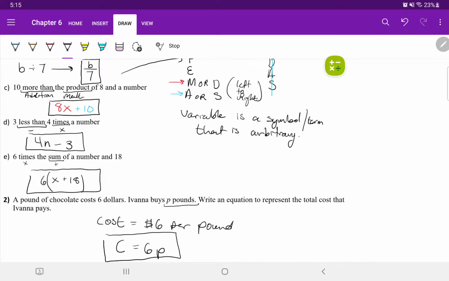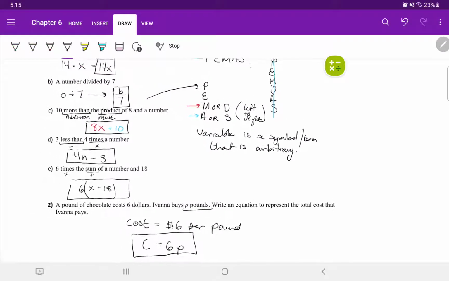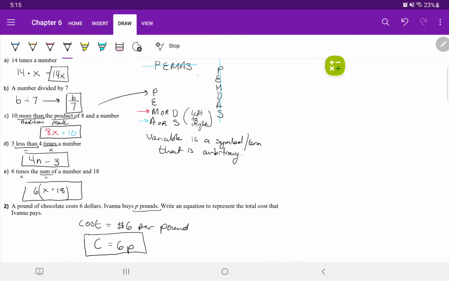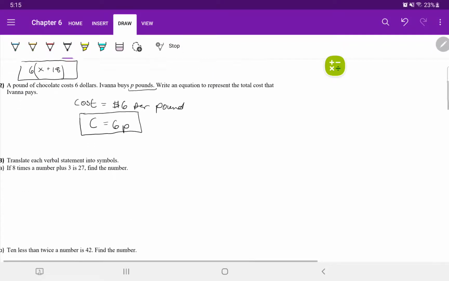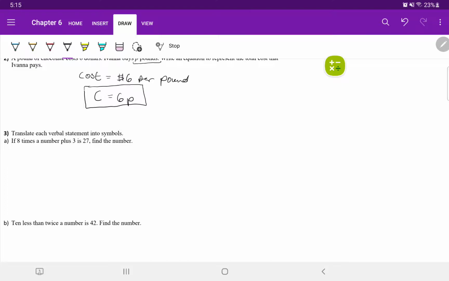We translated our verbal statement into a linear equation, into an algebraic equation. So if that makes sense, the next video, which will be question 3, will combine questions 1 and question 2, and then we'll have to go an extra step.